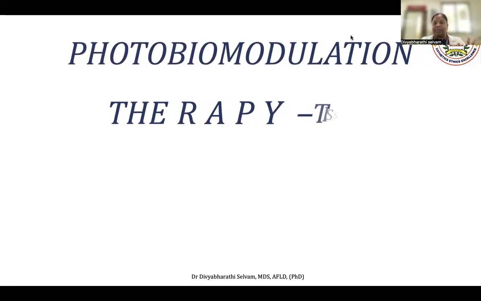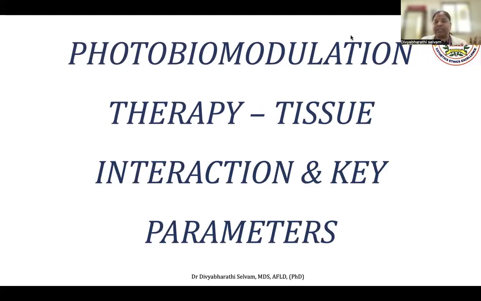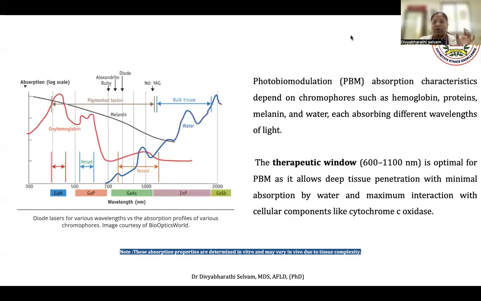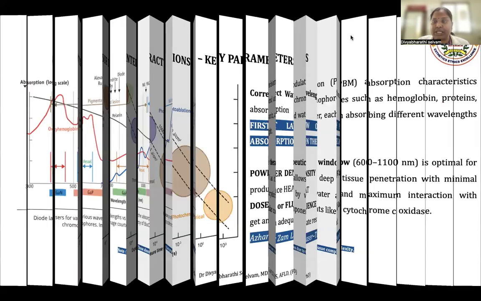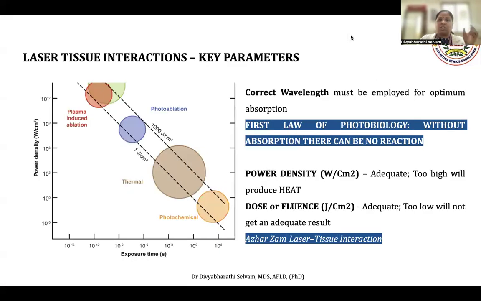So what are the key parameters we need to consider for effective tissue interaction? The optimal window, as you all know, is 600 to 1100 nanometers, with deep penetration, minimal absorption by water, and maximum interaction with cytochrome C oxidase. Whereas soft tissue surgery is just the vice versa condition, where we require more water interaction for effective changes in the soft tissue. Correct wavelength is the first law of photobiology. Without proper absorption, we can't expect any kind of reaction.